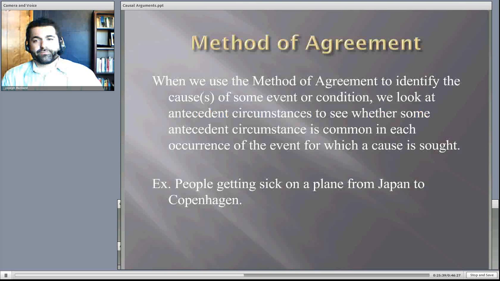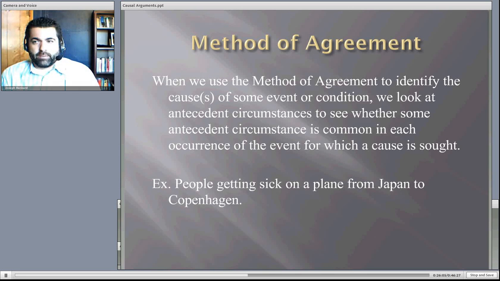Causal arguments. 3 different methods of causal argument. These are also inductive. We'll talk about them in terms of 3 methods. One is the method of agreement. When we use the method of agreement to identify the causes of some event or condition, we look at antecedent circumstances to see whether some antecedent circumstance is common in each occurrence of the event for which a cause is sought.